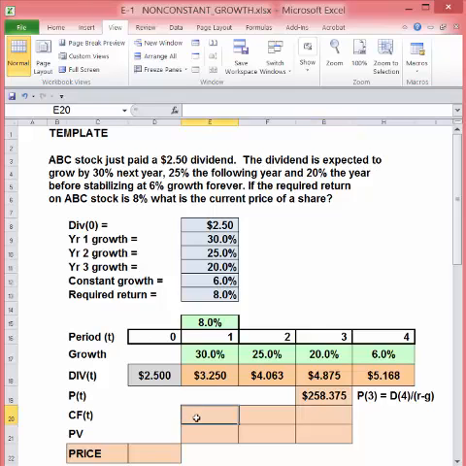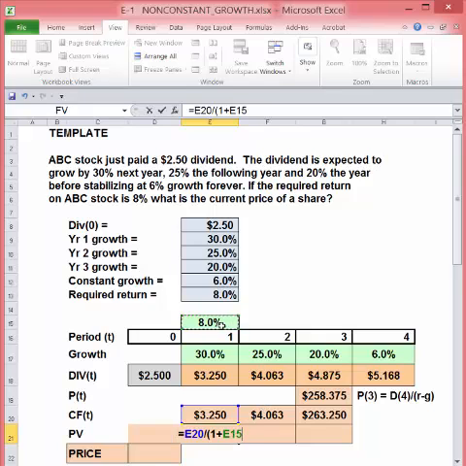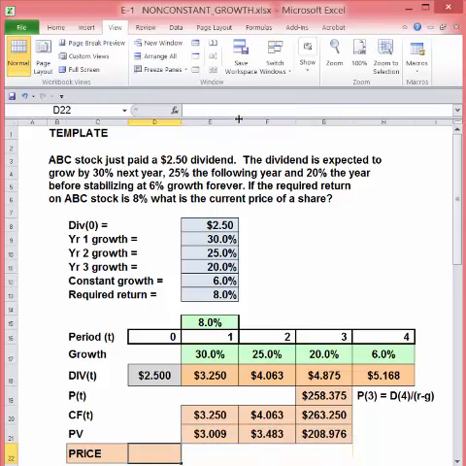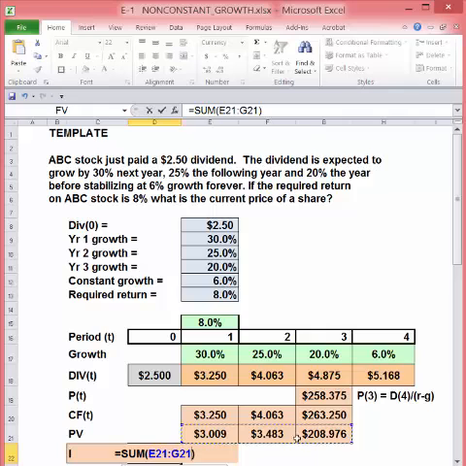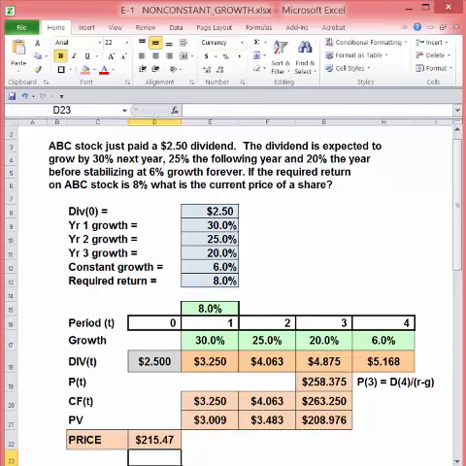Our cash flows. At time 1, it's just dividend 1. At time 2, it's dividend 2. But at time 3, it's the price at time 3 plus the dividend at time 3. Discounting these back can be done several ways, but we can do it manually. Divide this by 1 plus the required return, freeze that, raised to the period number. And we can copy that across. Our price is going to be the sum of those values, and $215.47 again.